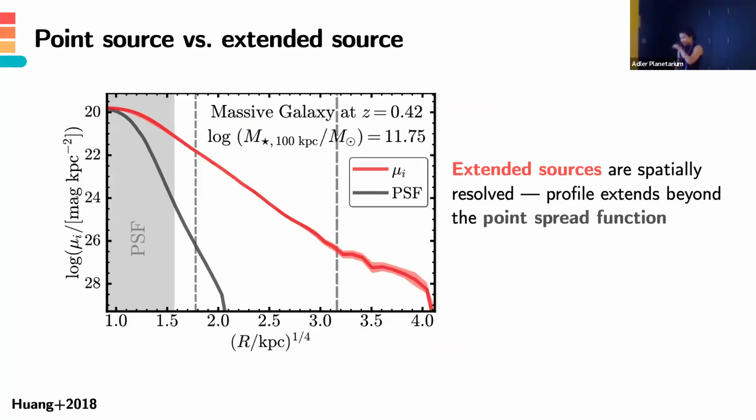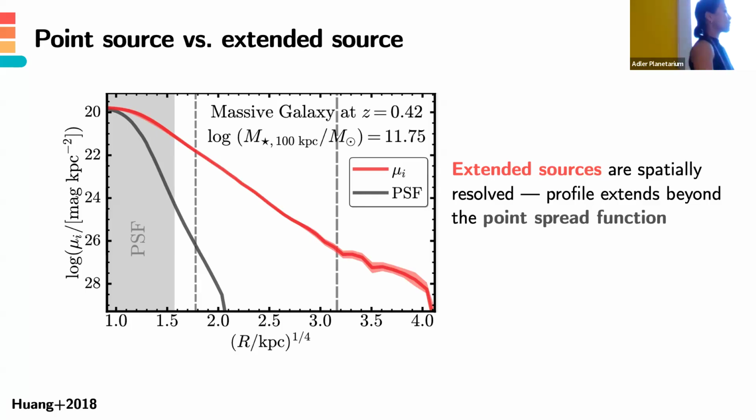Okay, so first, point source versus extended photometry. Here, I'm showing a surface brightness profile of a galaxy. This is radius, really it's radius to the 1/4 power for scaling reasons, but you can just think of it as radius. Here, I'm showing surface brightness. The gray curve here is the PSF. So this is how the light would spread if the galaxy were just a point source. And then the red curve here is the actual light of the galaxy.